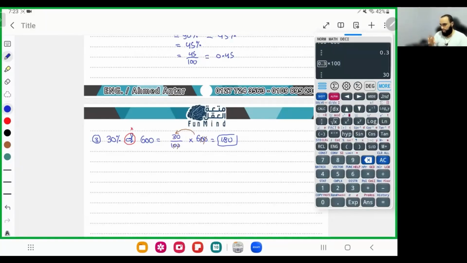Okay? Because it's a part out of the whole. So 30% of 600 represents 180. So 180 as a value equals 30% out of 600. It's something like, what is 50% of 600? Actually, it's half of the 600, which is 300. Okay? So 300 represents 50%. 180 represents only 30%. Okay?